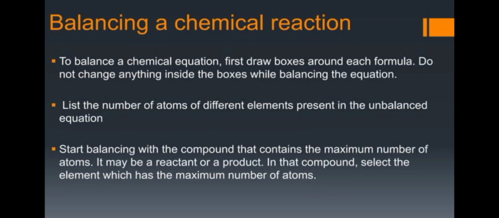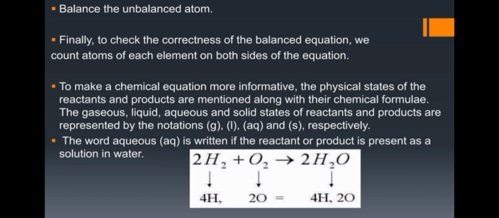Balancing a chemical reaction. To balance a chemical equation, first draw boxes around each formula. Do not change anything inside the boxes while balancing the equation. List the number of atoms of different elements present in the unbalanced equation. Start balancing with the compound that contains the maximum number of atoms. It may be a reactant or a product. In that compound, select the element which has the maximum number of atoms.